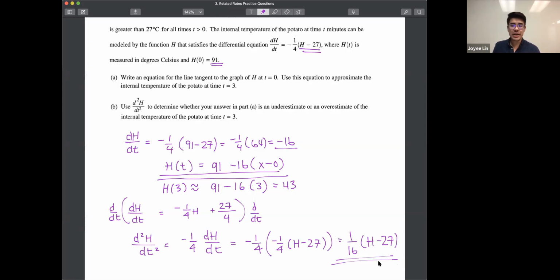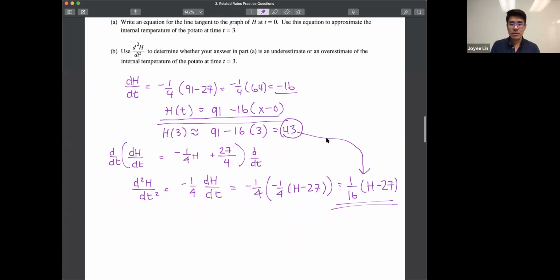And then what? Use your answer in part A. What did we know? We found that h was 43 in part A, right? And we go here and plug it in. When we plug in 43, we get it's concave up, right? The second derivative is positive. So how would you justify this?